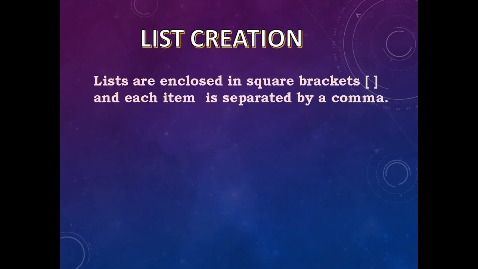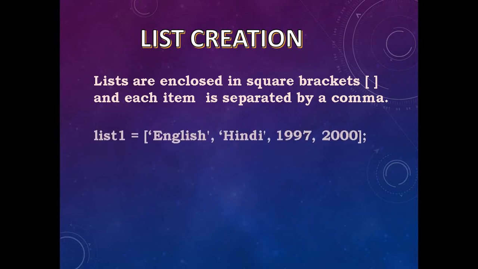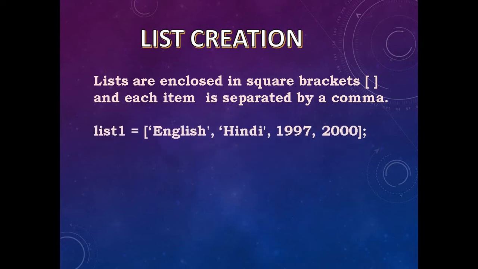List creation. Now we will see how to create a list in Python. Lists are enclosed in square brackets. So if you are creating a list, give it in square brackets, and each item is separated by a comma. Within the square brackets, type the first element, separate it by a comma, and give the second element. For example, list1 equals English, Hindi, 1997, 2000. English and Hindi are considered strings, so give them in quotes. For numerical values, quotes are not necessary.